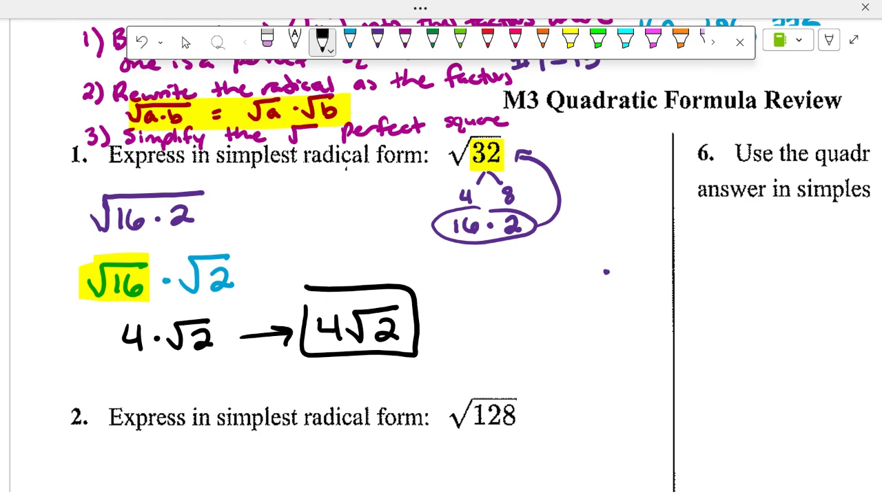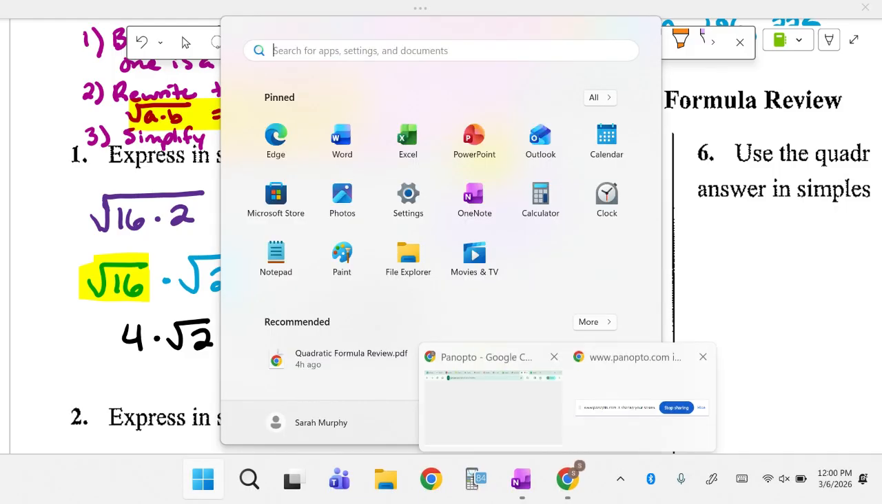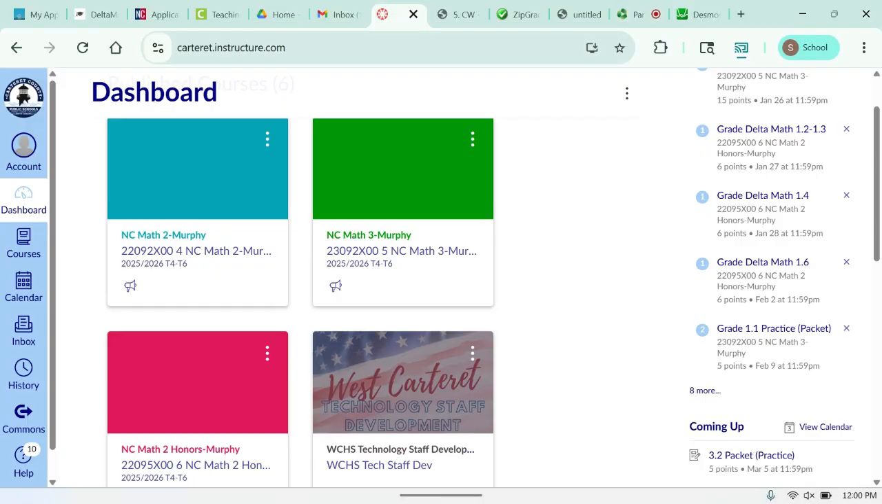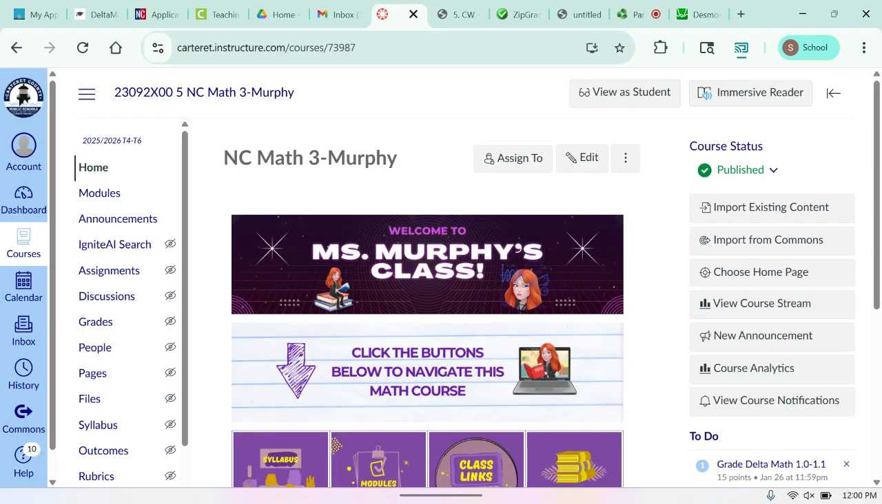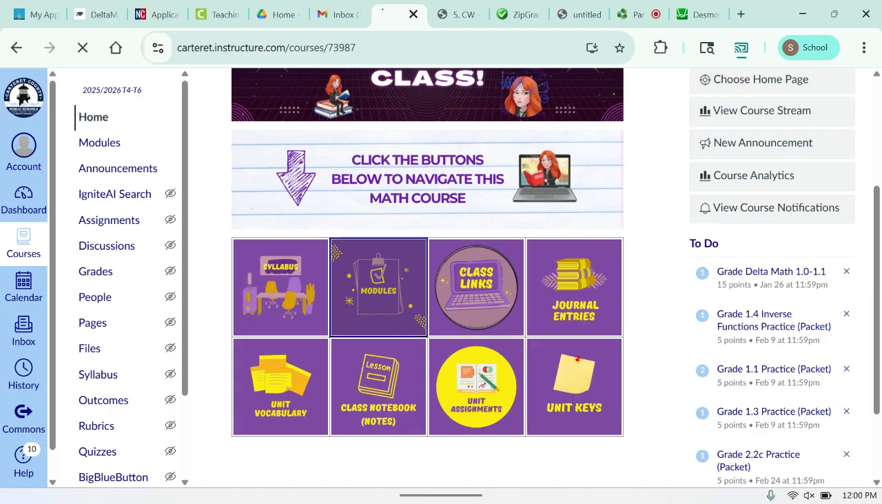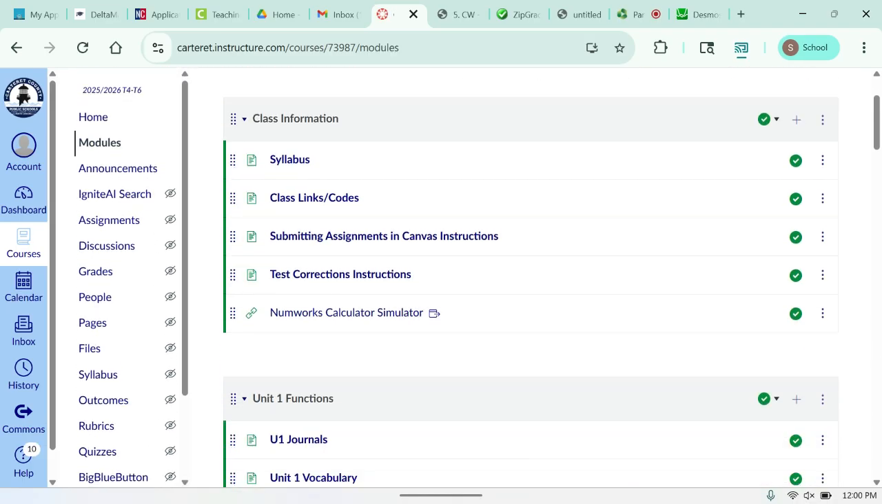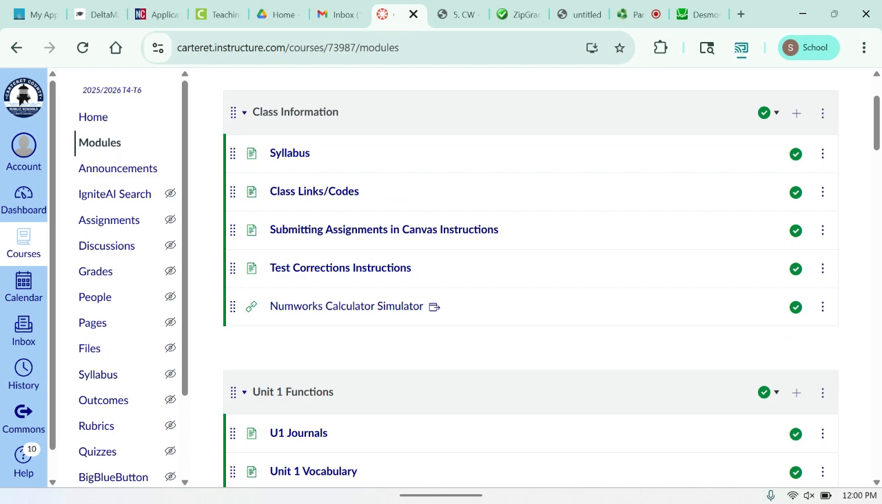Now, while I am teaching you how to do this by hand, because you will need that for the EOC, here's a tool that you can use to help check yourself while you're doing this. Okay? So, if you go to my Canvas page, I have attached a calculator simulator in the modules. It's called a NumWorks calculator. So if you go to modules, class information, do you see where it says NumWorks calculator simulator? You click on that.